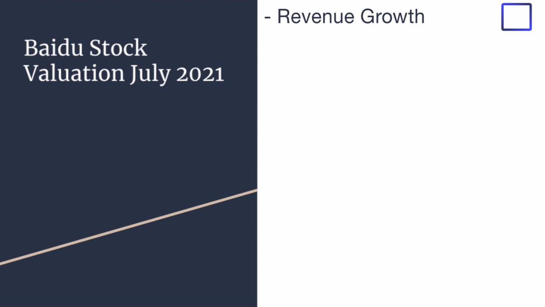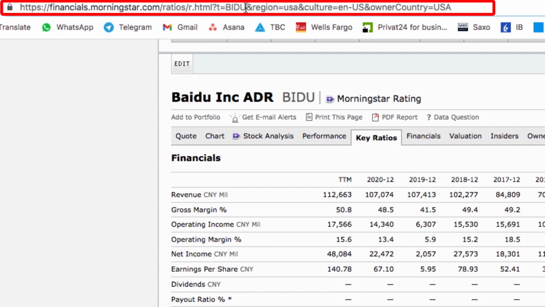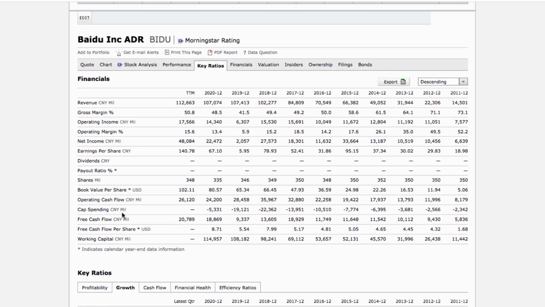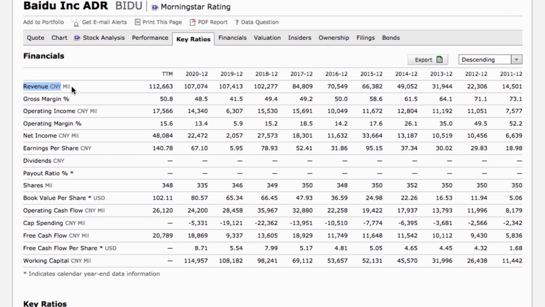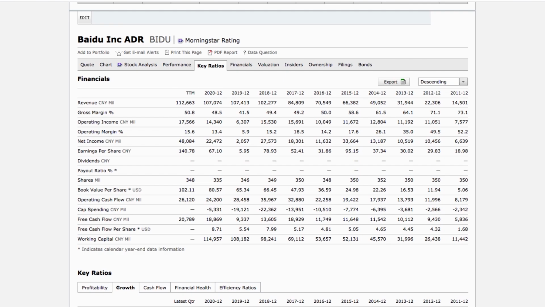So revenue growth. What I'm going to do first is go over into Morningstar and in the URL, I change it to the company ticker, BIDU. So that's BAIDU. Now, you've got to remember, these numbers are in Chinese yuan, so we will have to do some conversions at some point. But the first thing I'm looking for here is revenue growth. So here's the revenue, and I look from say 2015, 2016 is a good number to start at. It was 70 billion Chinese yuan. Now it's 107 billion. So yes, that's growth. Great, we can give that a tick.